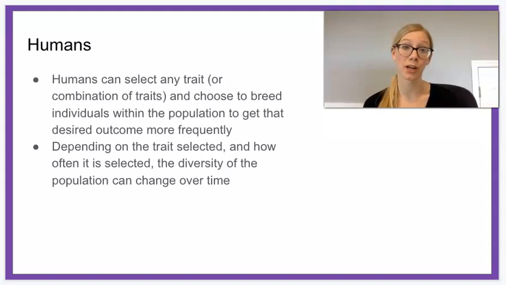So humans can select for any trait or any combination of traits and choose to breed those individuals within a population to get the desired outcome more frequently, meaning we can crossbreed things, or we can breed two parents to get a certain offspring to get certain outcomes, right? We can actually control what two things mate and produce an offspring, and we know that they pass on their traits or their genes, so that will change what we see as far as frequency, how often we see them in a population. And that will depend on the diversity of the population. Depending on how the trait is selected and how often it is selected, the diversity of the population can change over time. And humans can do this, right?